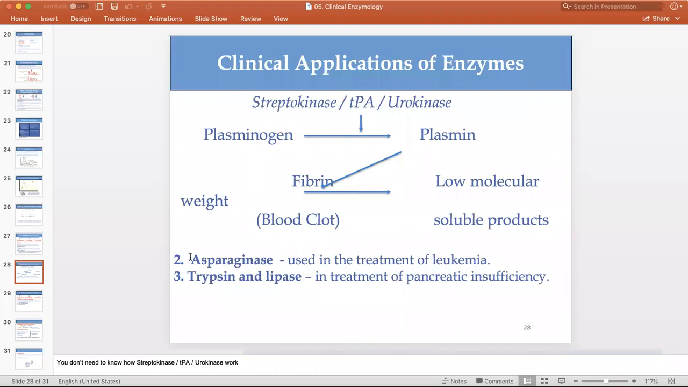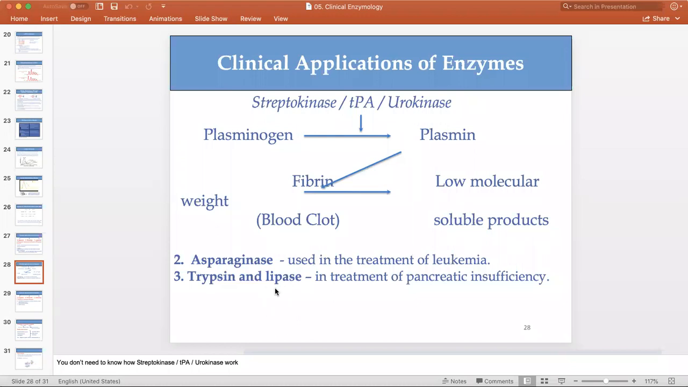Then the second application is asparaginase. Asparaginase is an enzyme which breaks down asparagine, and asparagine is important for your DNA formation. So if there is lack of asparagine, we are not able to form the DNA properly. So they are used as chemotherapeutic agents. So they are used in leukemia.